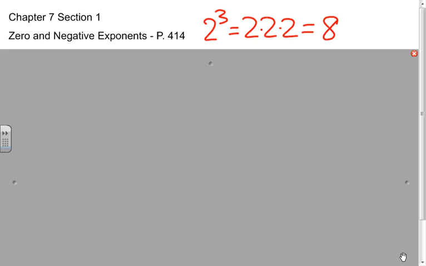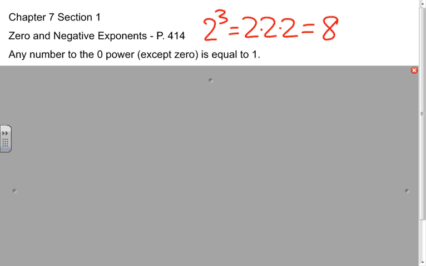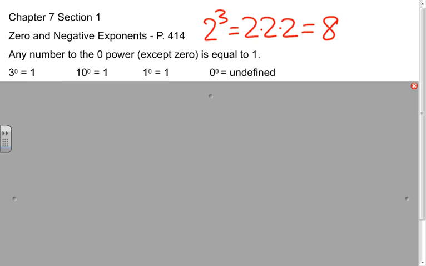Okay? Now, 2 rules in today's lesson. First one, any number raised to the 0 power is equal to 1. And the only exception to that is the number 0. We'll talk about 0 to the 0 power in a second. But any other number, whether it's positive, negative, fraction, decimal, anything to the 0 power, the 0 exponent, is equal to 1. And here's some examples.